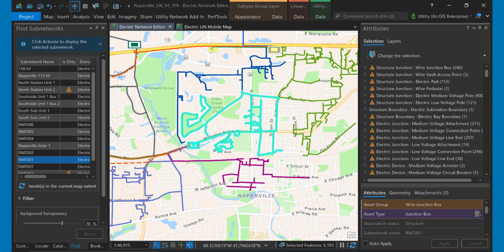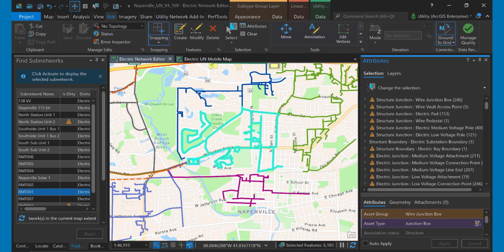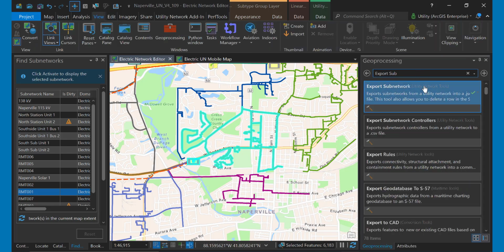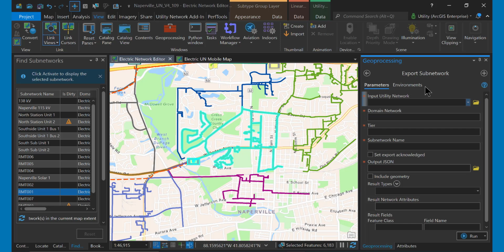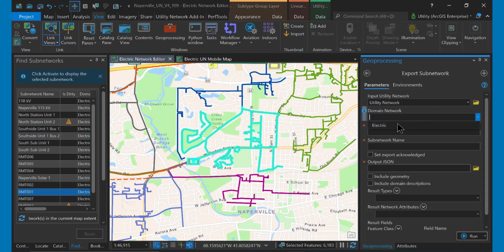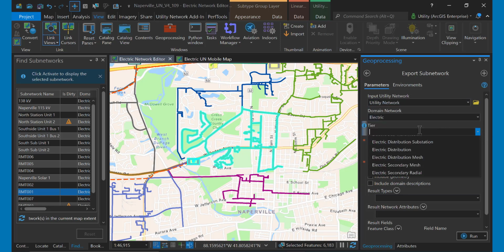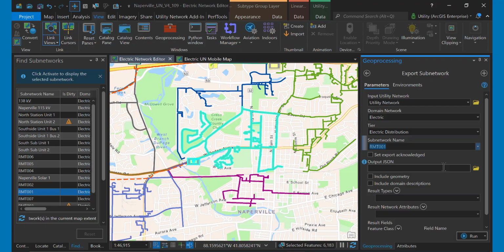Having this classification and identifying the subnetworks within a GIS is really helpful in how you manage your network. You can also take this information and export it out to a JSON file to get this information into your OMS. You can do this by running the Export Subnetwork tool. You can then set all of the different parameters that you need. It's electric. We'll do our distribution tier. Our subnetwork name is RMT001, and we're able to output this as a JSON file.